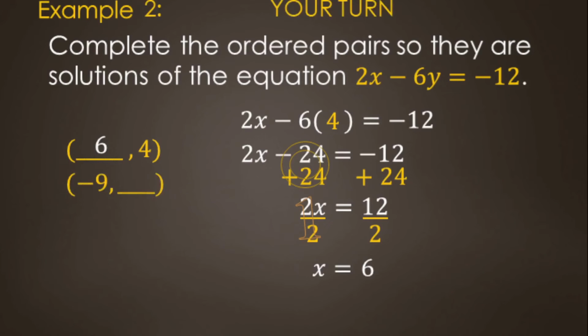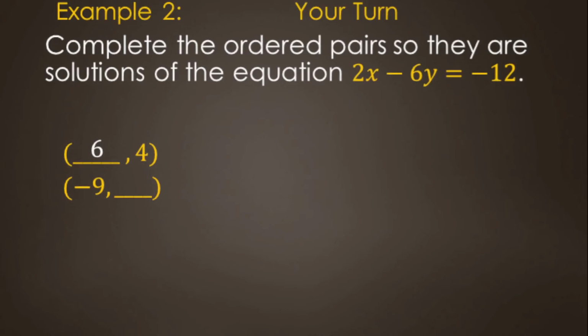Let's have you go ahead and try this one out on your own. When x is negative 9, find what y equals. Pause the video, come on back and see how you did. So we know x is negative 9. We're trying to find the y. So we're going to rewrite this equation here, but instead of the x, we're going to replace it with what x equals. In this case, it's a negative 9. So 2 times negative 9 minus 6y equals negative 12.